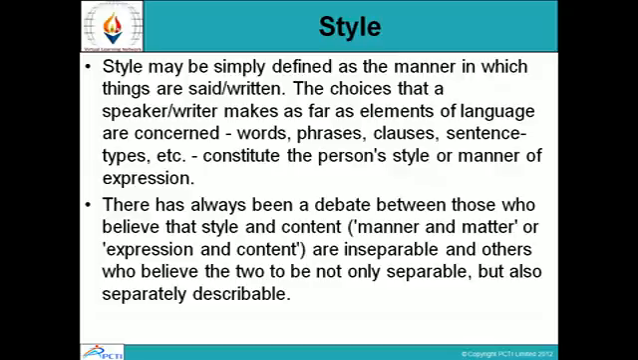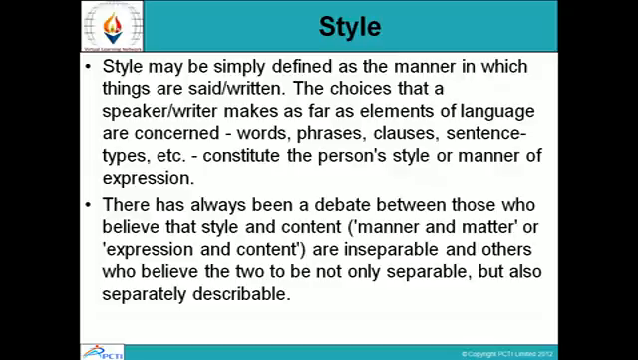So in this session, we already discussed the structure. Now, although the structure contributes to clear and effective presentation, it is not sufficient in itself. The style in which the matter is presented is also important. Style may be simply defined as the manner in which things are said or written. The choices that a speaker or writer makes, as far as elements of language are concerned, words, phrases, clauses, sentence types, etc., constitute the person's style or manner of expression.